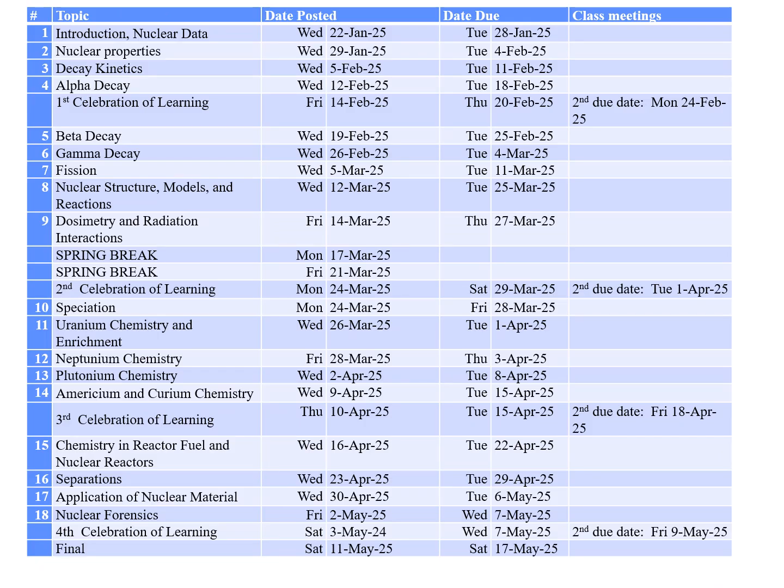The course agenda is shown here. The lecture number and topics are provided with the dates in which they're posted and the dates in which they're due. The class meetings on Zoom will also be indicated. The dates for the celebrations of learning are provided, again showing dates posted, due dates, and when the second due date for the celebration of learning is. Spring break should be noted, as well as the finals week.